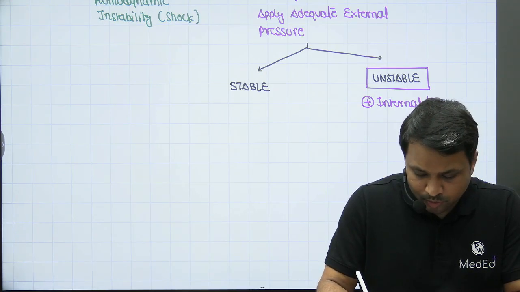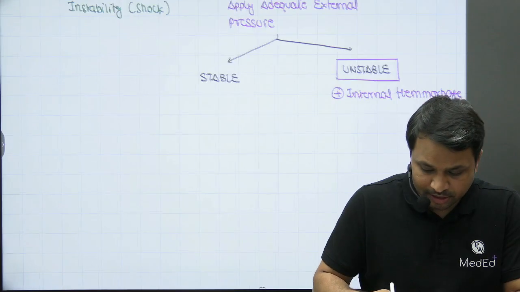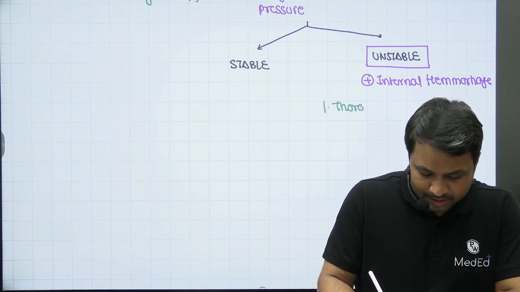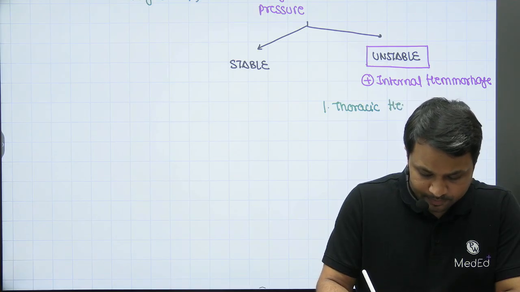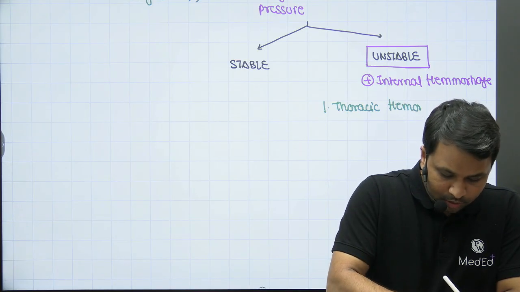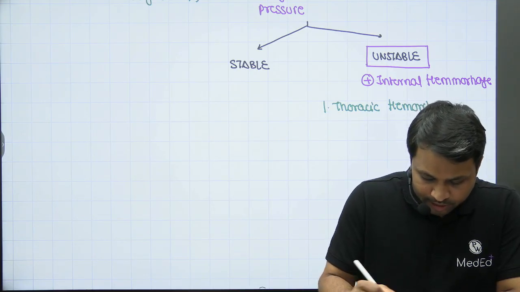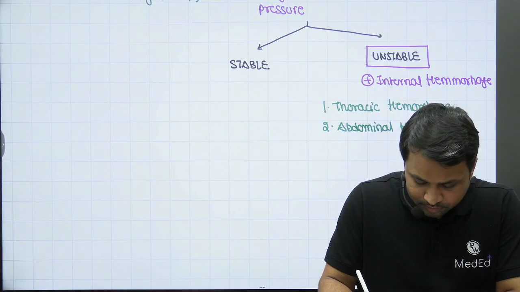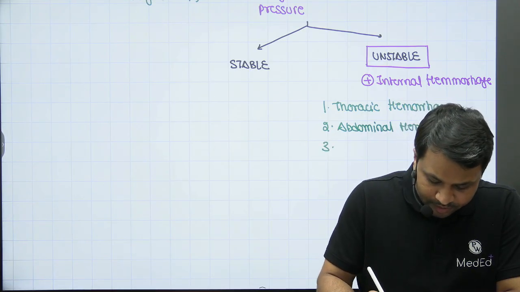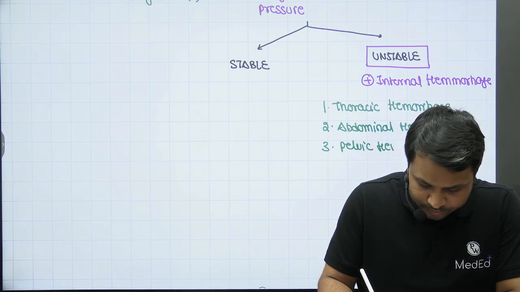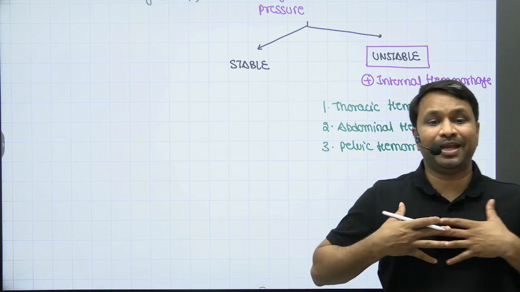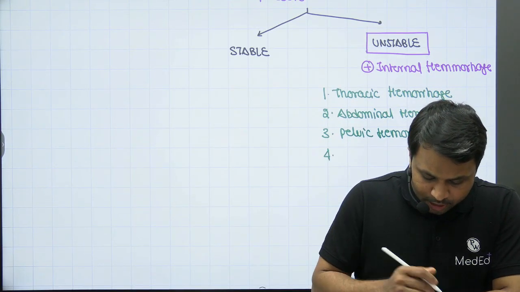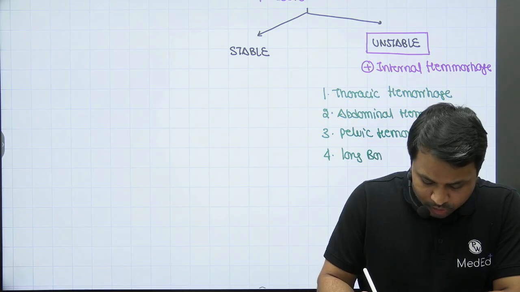Now, my question to you is, what are the possible sites where a patient can have an internal hemorrhage? Number one, it can be a thoracic injury or thoracic hemorrhage. It could be an abdominal hemorrhage. It could be a pelvic hemorrhage. So the patient can bleed in the thorax, the patient can bleed in the abdomen, the patient can also bleed from the pelvic site. It could be associated with long bone fractures.